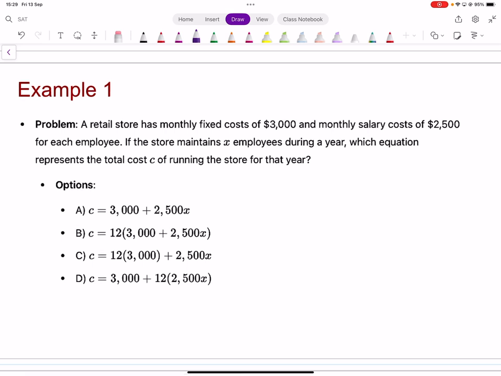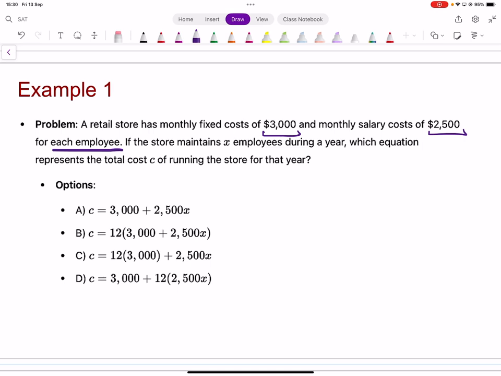A retail store has monthly fixed costs of $3,000 and monthly salary costs of $2,500 for each employee. If the store maintains X employees during the year, which equation represents the total cost of running the store for that year?